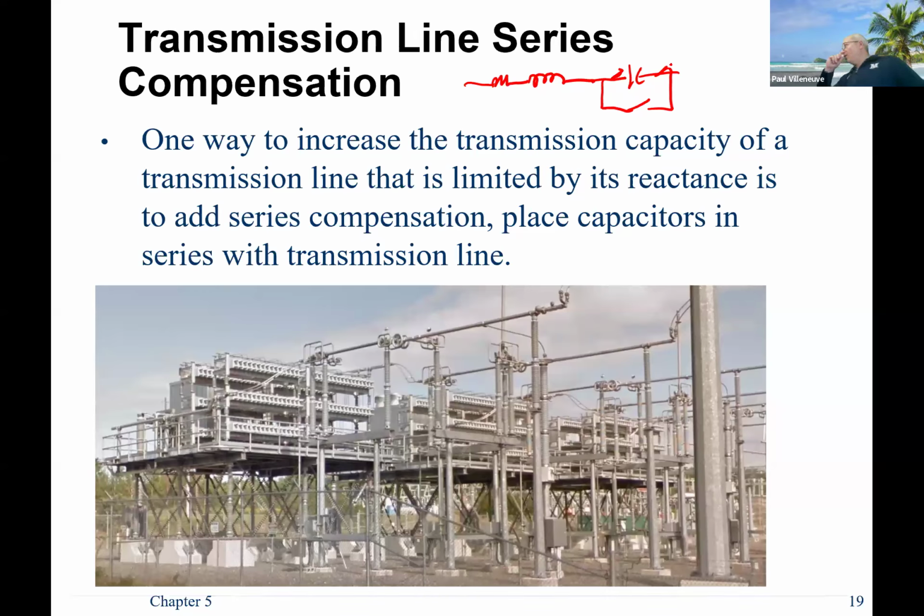A failed capacitor is not that uncommon. So if you have a failed capacitor, don't take out 1,000 megawatts of power supply. Go ahead and short it out, open it up, and then you can continue to operate.